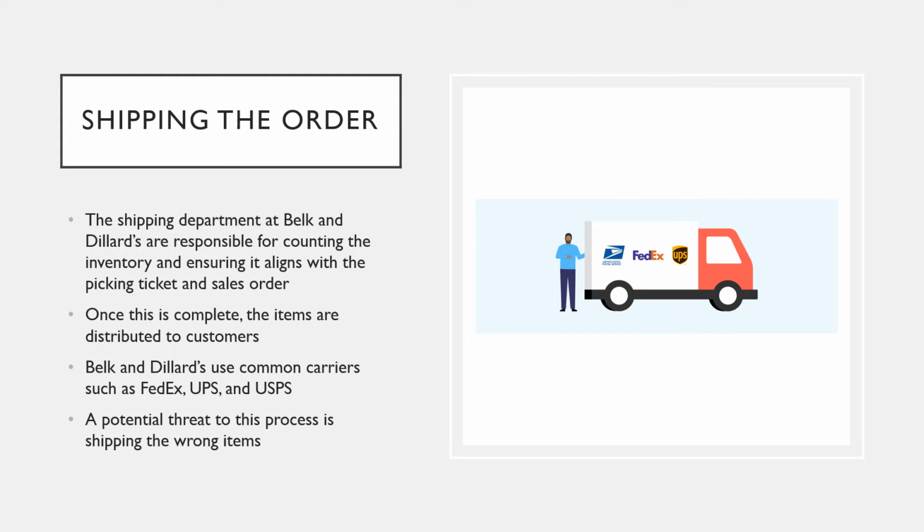A potential threat to this process is shipping the wrong items. Shipping errors can cause customer dissatisfaction and deter them from ordering from your company again. To solve this issue, ERP, which is Enterprise Resource Planning systems, should be put in place. These systems check order quantities and item numbers to ensure the correct inventory is being shipped. If there are any discrepancies, a warning will display so the issue can be corrected by the company before their items are shipped to the customers.